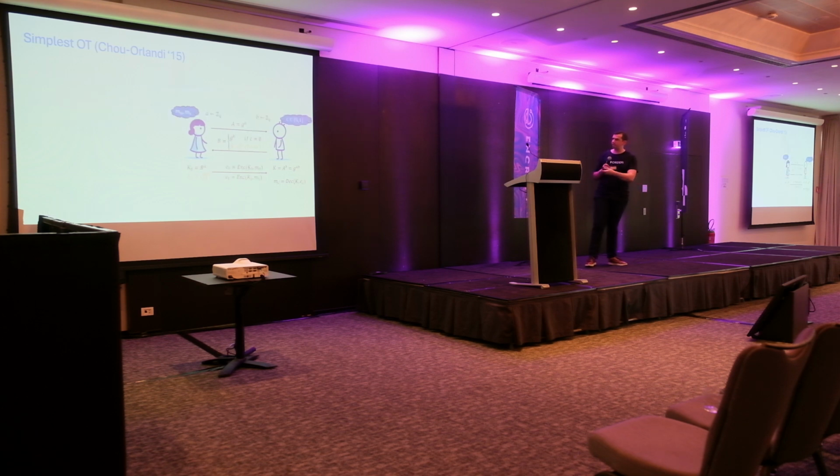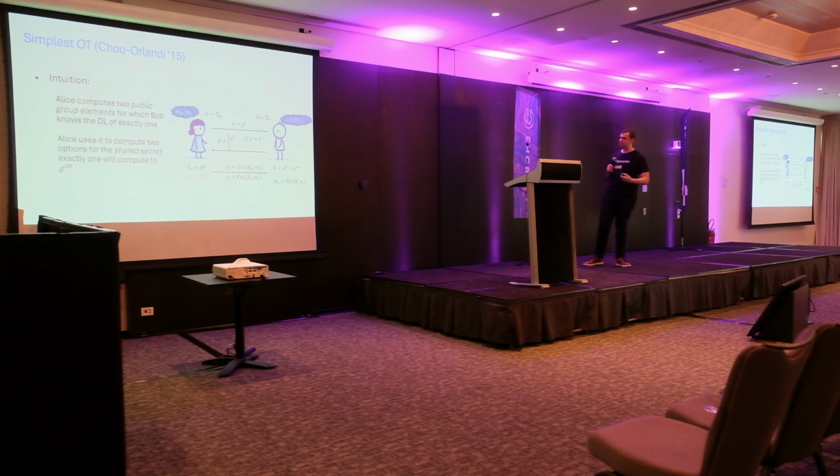So this was Diffie-Hellman, and now for the simplest OT protocol. As you can see, it's a slight modification of the Diffie-Hellman protocol. But here, Alice has two messages, and Bob has a choice bit. So you can already see that Bob has a choice. He either sends G to the B or A times G to the B according to his choice bit. And Alice computes two keys, which she uses to encrypt the corresponding messages.